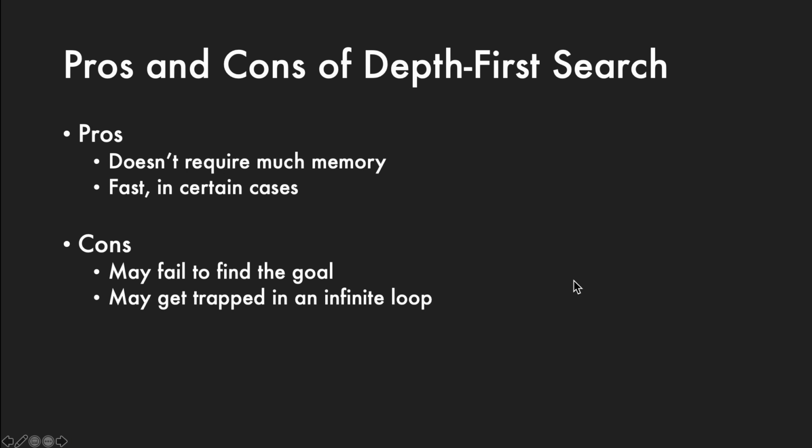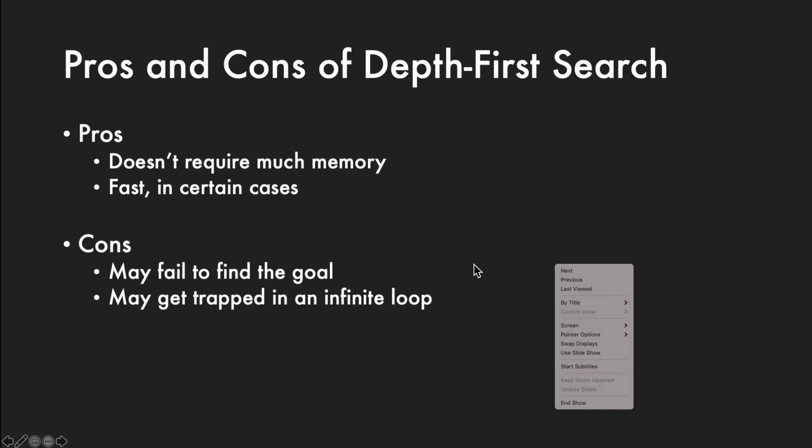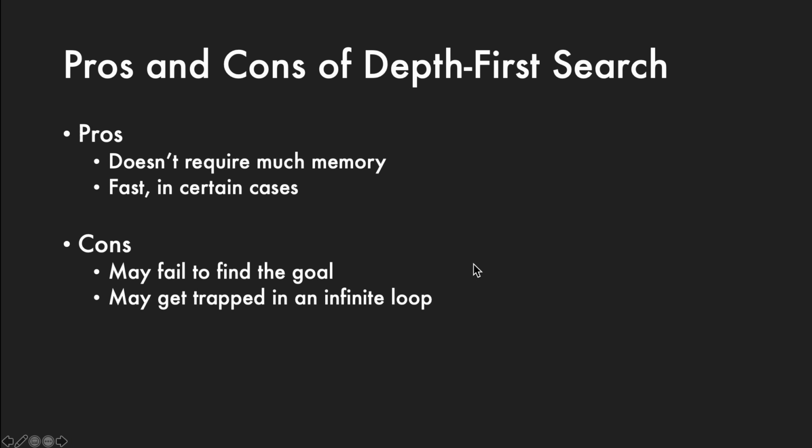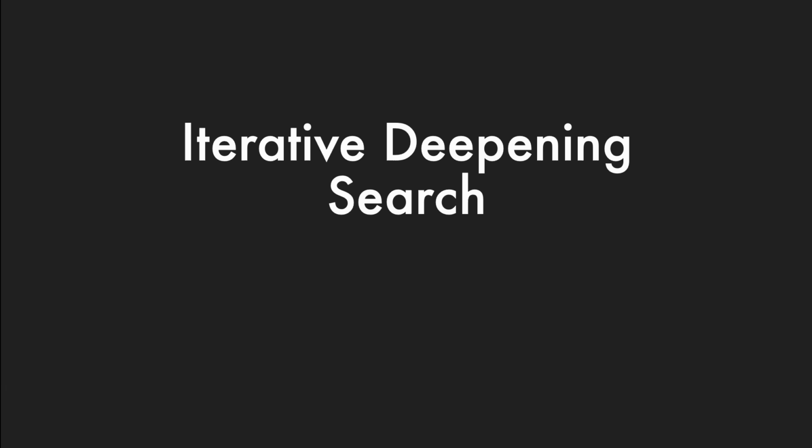Pros and cons. Pros: it doesn't require too much memory, and it can be fast, but it depends on the graph. Cons: it may fail to find the goal, and it may get trapped in an infinite loop.